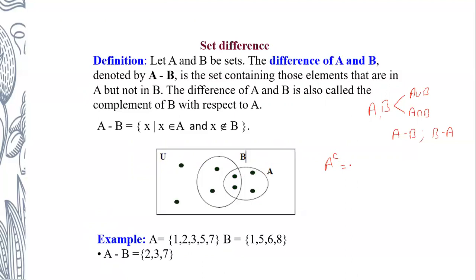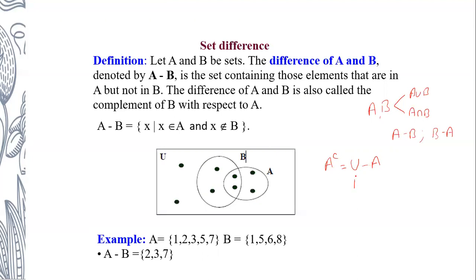I told you that elements belonging to U but not in A, that is also represented in the form of U minus A. So what do you mean by U minus A? The elements present in the universal set but not in A. So remove the elements which belong to A, and whatever leftover elements in U, that is A complement.